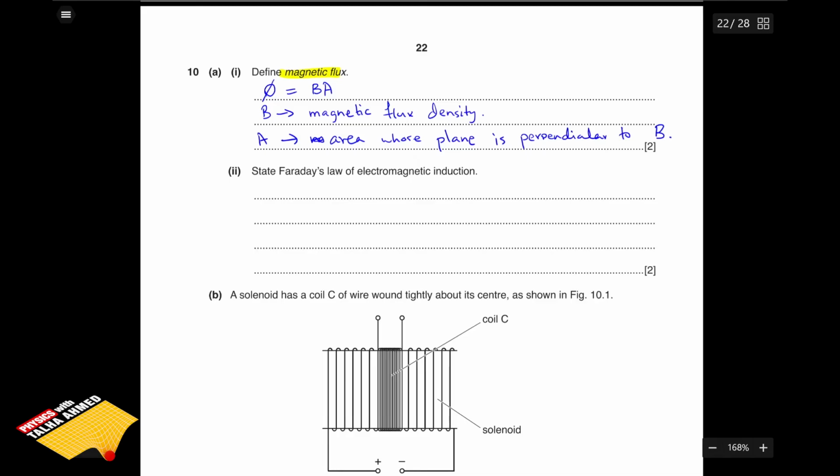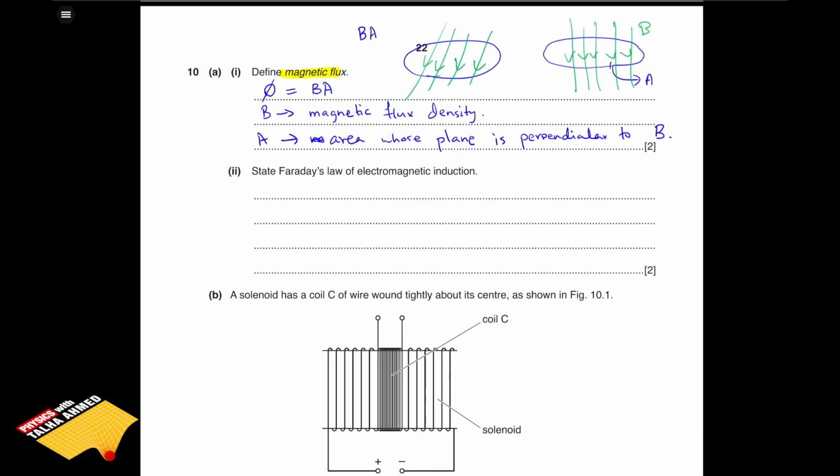Now, if you're just writing B into A, then it is necessary that the area and the magnetic flux density should be perpendicular, should be normal to each other. That means they should have an angle of 90 degrees between them. But if you are just giving a general equation where you don't want to write that it should be perpendicular to the area, then let's just take a general situation where the area and the magnetic flux lines are not perpendicular to each other. Then you could give two different answers.